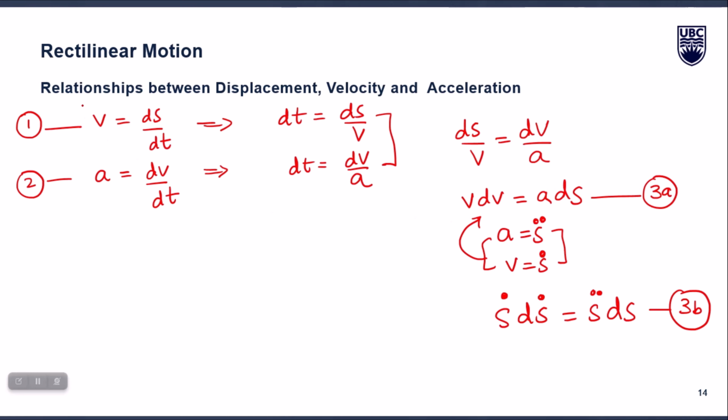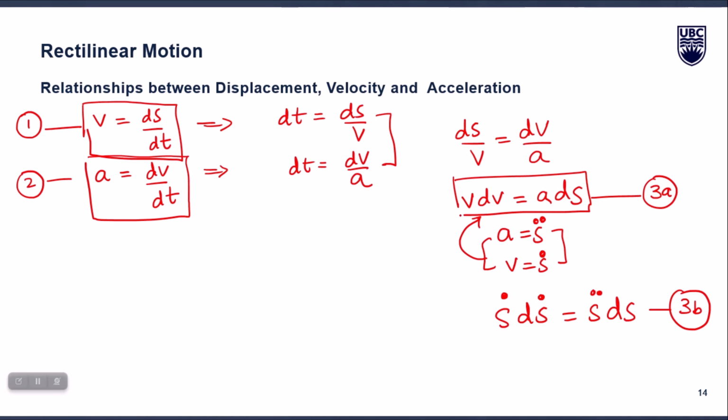So this is number 1, this is number 2, right? And then finally this is 3a, and another form of the same equation, let's call it 3b, right? These are the fundamental relationships to convert one into the other: displacement to velocity, velocity to acceleration, or similarly acceleration to velocity, and similarly velocity to displacement. So they are mathematical conversion relationships.